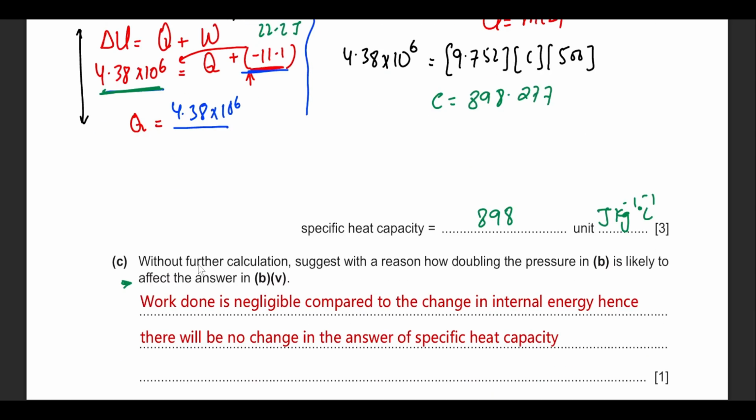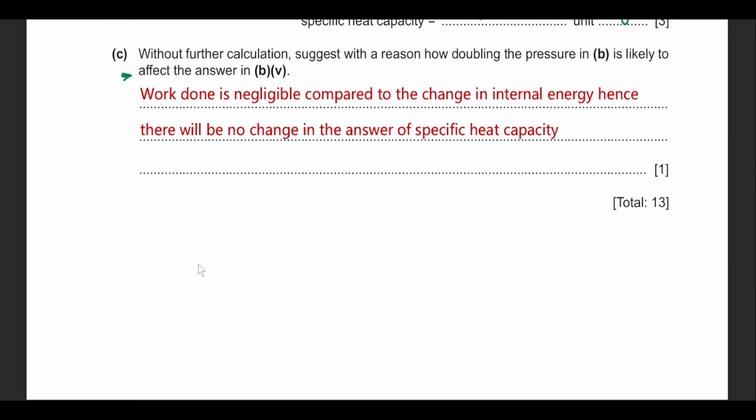No, it doesn't. So effectively speaking, for solid objects, the work done, P delta V, is generally considered zero, because it doesn't matter. And that's what I've written down in the answer. Work done is negligible compared to the change in internal energy. Hence, there will be no change in the answer of specific heat capacity. We've got the same answer again.